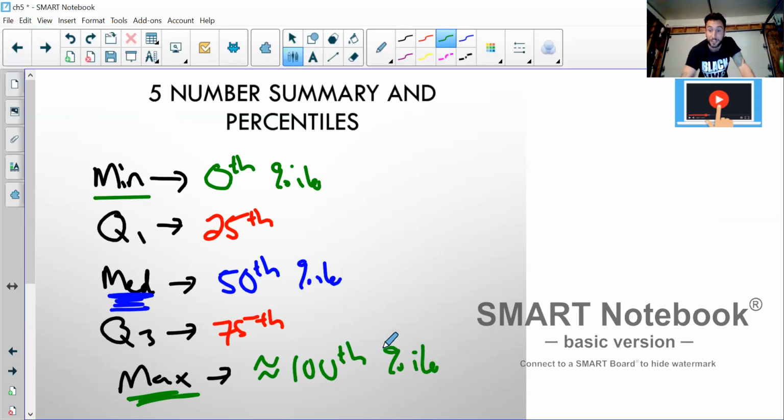And so this 5-number summary, these are all percentiles. These are all measures of position. This is the bottom position. This is the highest or the top. This is the middle. And then these are our quartiles.